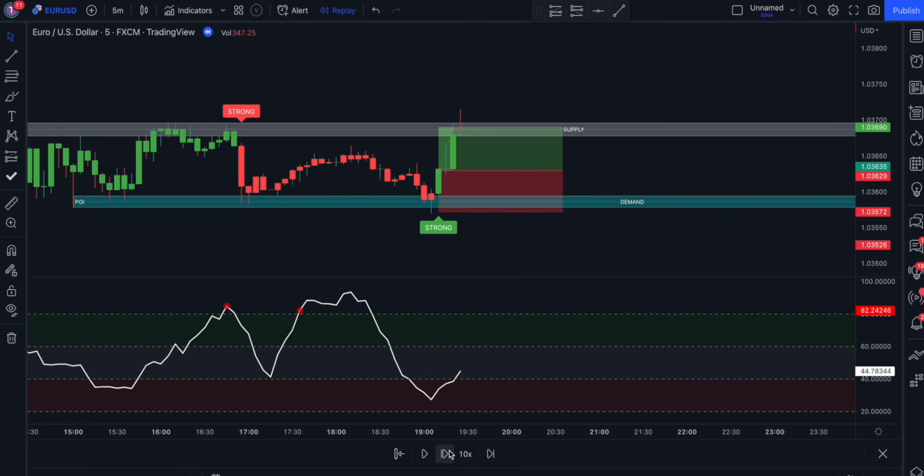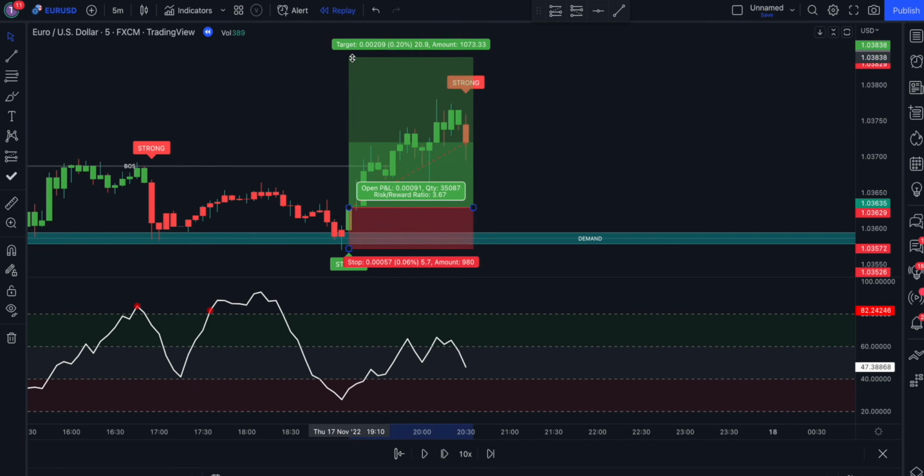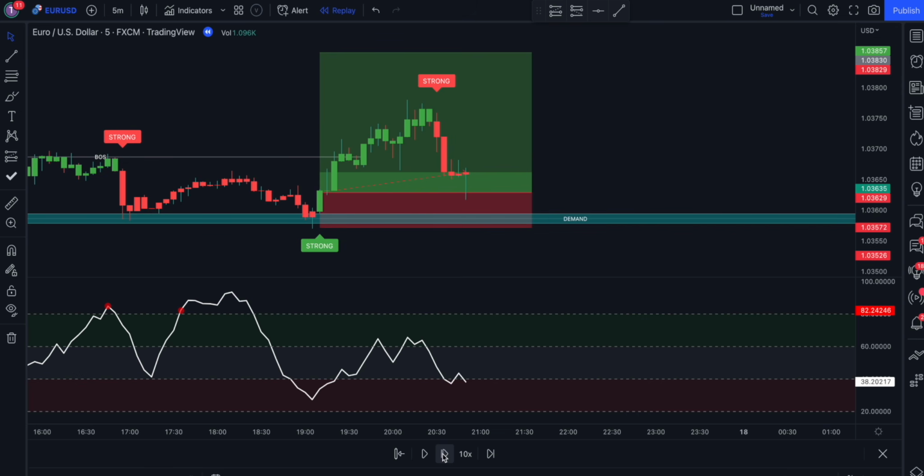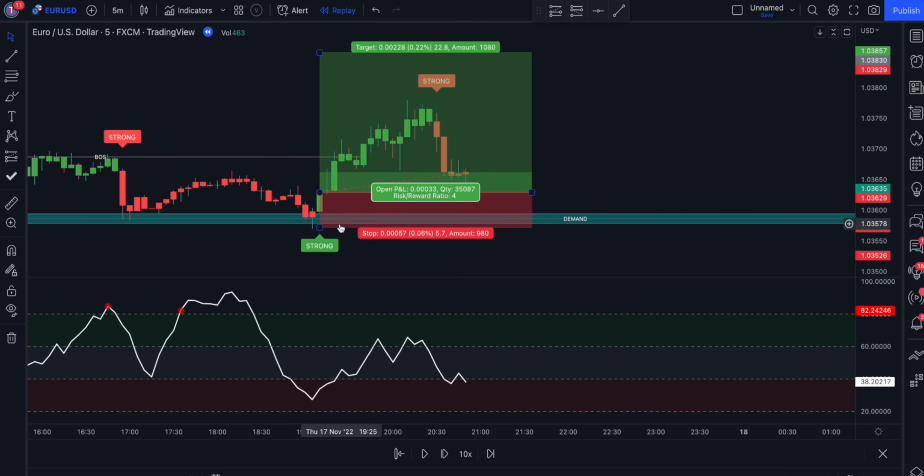More often than not, you will have a situation where the price action reaches your first target and then reverses and hits your stop loss. By the way, I forgot to mention that you will have to move your stop loss to the break even as soon as the price action reaches your first target.